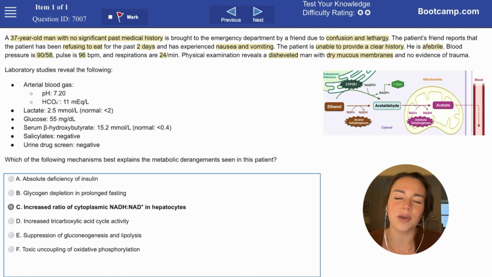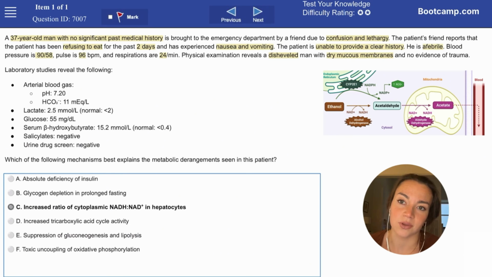But when they start painting this picture of this disheveled guy and they take a lot of the history-taking element away from you, you start to really think about substance use. The question writers are forcing you to maintain your index of suspicion for that based on this picture that they're sort of painting for you.